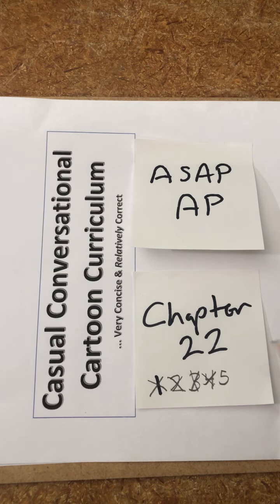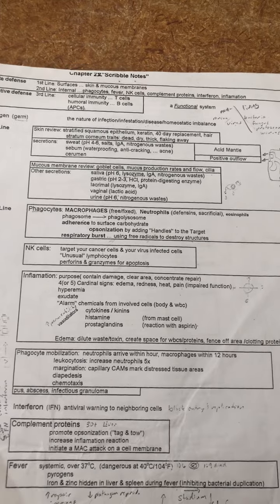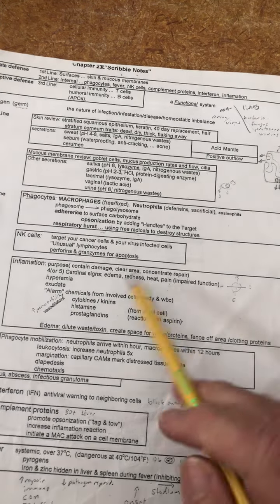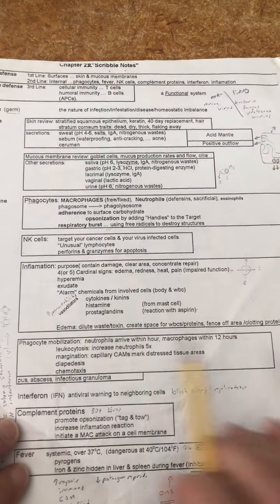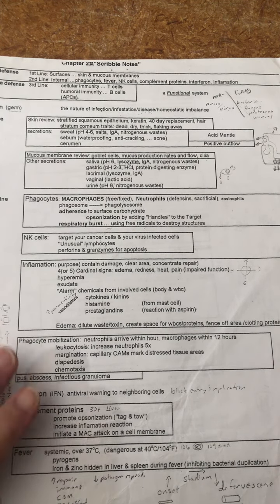A and P. Here we are in our fifth installment of chapter 22. So, last time we were together, we had talked about natural killer cells. Now we're on to inflammation here. Okay, inflammation is still part of the second line of defense.